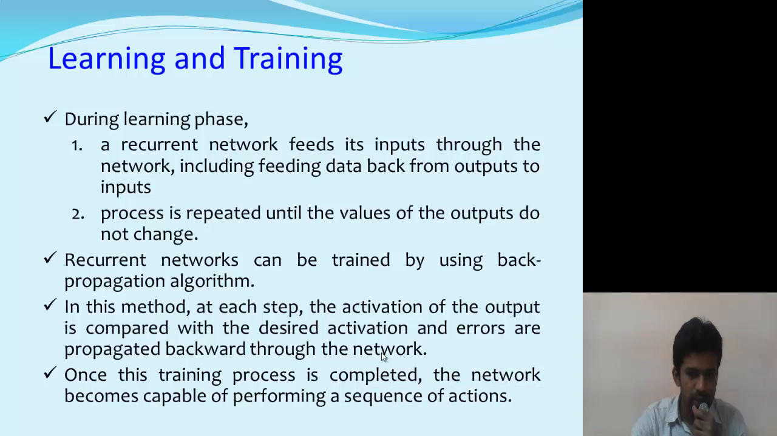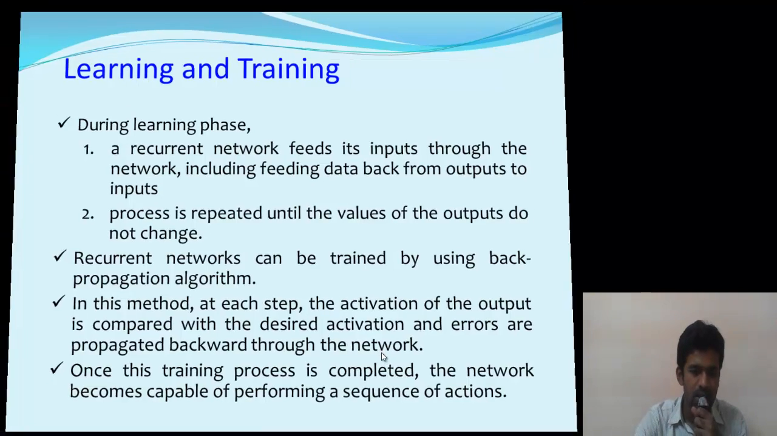During the learning phase, a recurrent neural network feeds its input through the network, including feeding data back from the outputs to inputs. The process is repeated until the values of the output do not change. Recurrent networks can be trained by using the backpropagation algorithm, which will be discussed later in this presentation. In this method, at each step, the activation of the output is compared with the desired activation, and errors are propagated back through the network using recursion. Once the training process is completed, the network becomes capable of performing a sequence of actions which are desired.